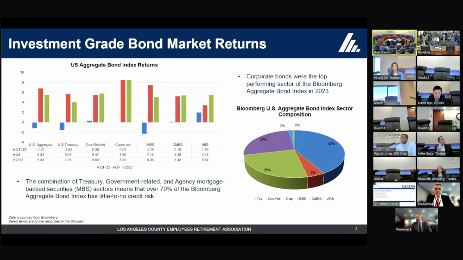This page shows a similar return breakdown for the Bloomberg U.S. Aggregate Bond Index, which is the most commonly used investment grade benchmark, and also LACERA's benchmark for investment grade bonds. The first column on the left shows a similar pattern right here for the U.S. Ag. Negative return in the first 3 quarters, followed by a positive return in the fourth quarter, resulting in a solid return of 5.53 for the full year. Now the pie chart on the right shows the composition of the aggregate index.